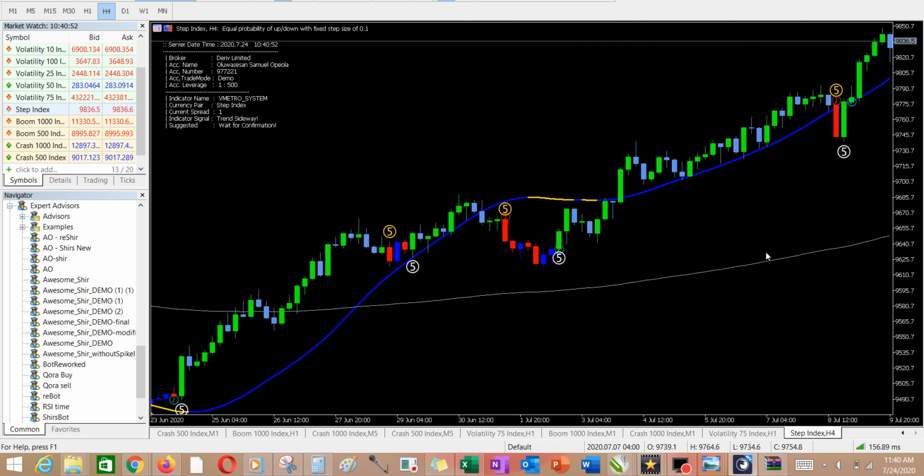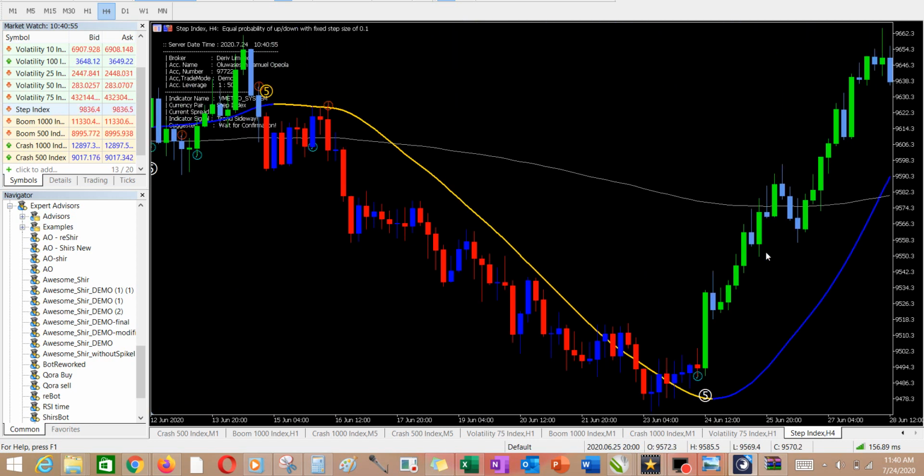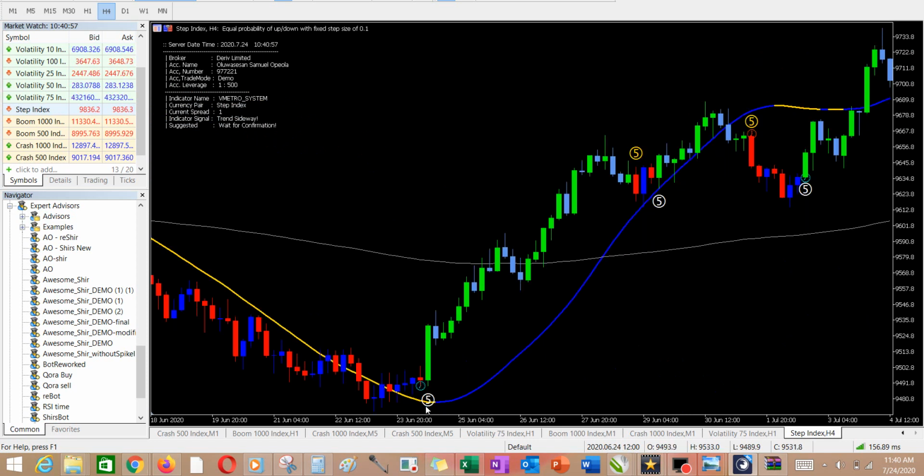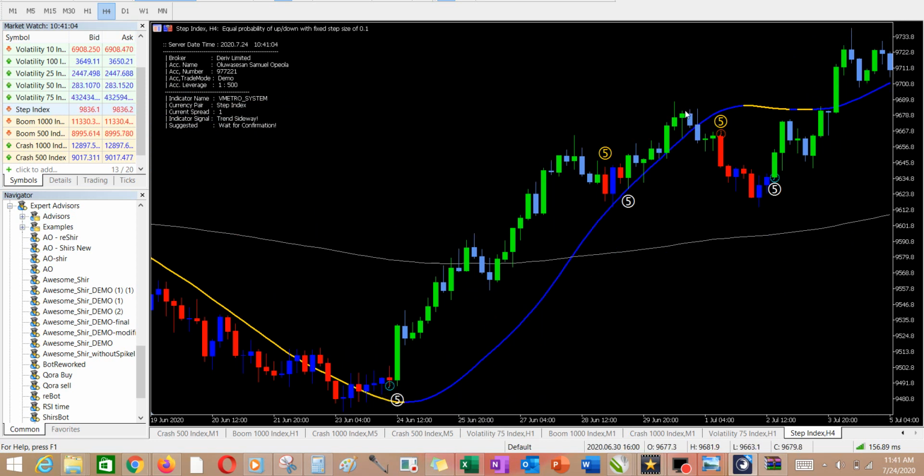There are sometimes that it will break out for a very long time. The reason is it has gotten to a major support level or a major resistance level. Check out here, it got to a major support level, it broke out, and it went for long.